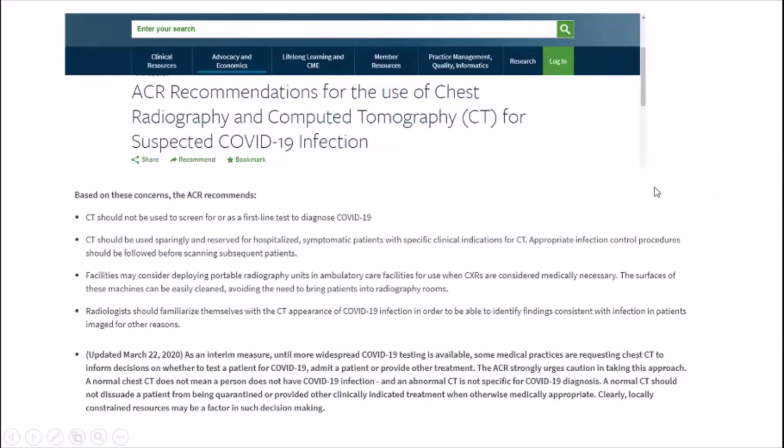According to the American College of Radiology, their recommendations for the use of chest radiography and computed tomography for suspected COVID-19 patients are against using CT to diagnose COVID-19, but these recommendations are regularly updated. This is the latest, I think, 2 days ago. So you can visit their website and keep yourself informed.